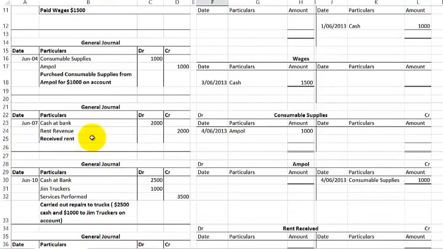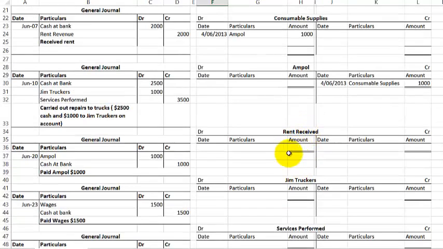Other half of that equation we've got to put into the rent received account or rent revenue account, whichever way you like. It asks us to put that on the credit side, which I'm going to do. Received cash, it was for $2,000. Okay, so now we've finished that one. Now we come back to the cash at bank account. We received some money from services performed of $2,500, so that entry needs to be put into the cash at bank account. So let's just do that first up.